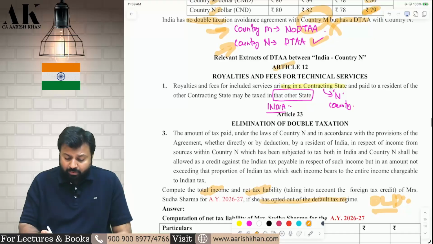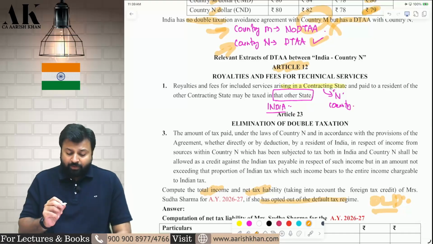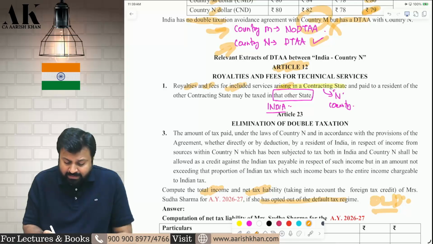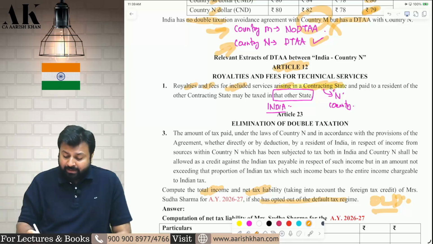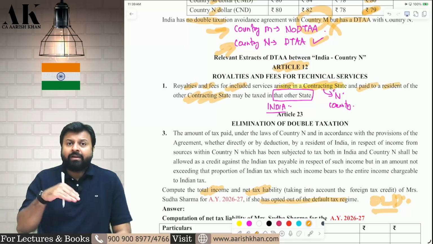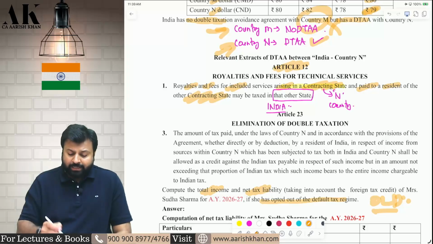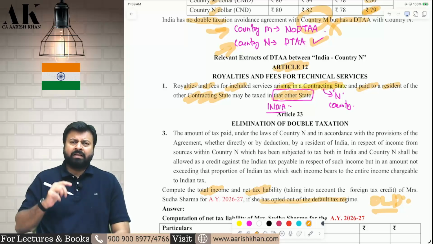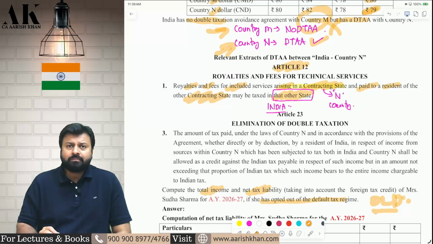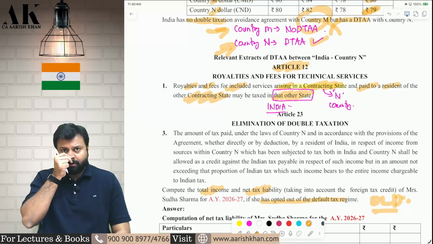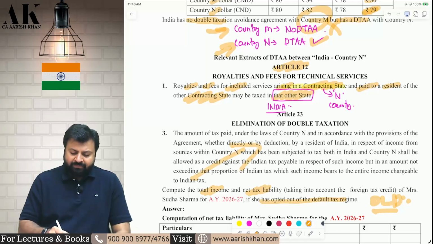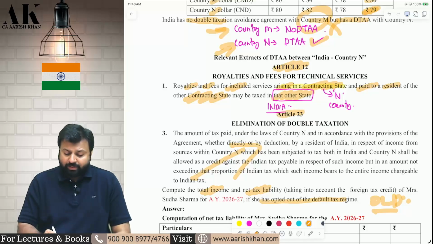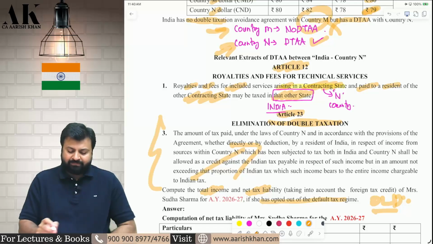We need to understand Article 12 of the DTAA between India and country N. For that, royalty and fees for included services arising in a contracting state, where is it arising? It is arising in country N. It is accrued in country N. Paid to a resident of the other contracting state. Where is the resident located? In India. Paid to a resident of India may be taxed in that other state. It means it may be taxed in India also. Therefore, this royalty will be taxed in country N also, and in India also. Therefore, we will include it in India and we will give relief as per Article 23A, Article 23, elimination of double tax, which is similar to Section 91 unilateral relief, if you read this paragraph.